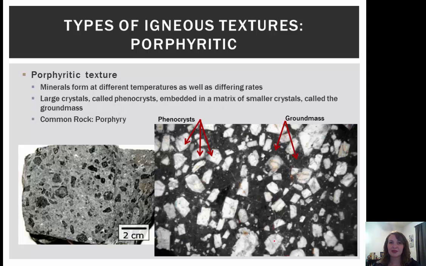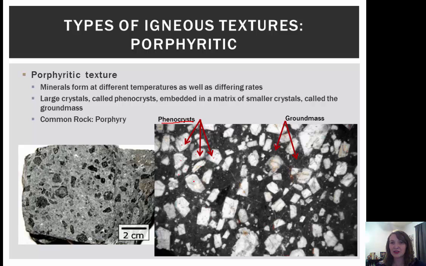Next is going to be porphyritic, so minerals form at different temperatures as well as different rates. So large crystals, what we call phenocryst, will be embedded in a matrix of smaller crystals called ground mass. So if you look at the image over here where I have the word phenocryst, you'll see this arrow pointing to these white specks. So those are individual mineral grains that we see in here.